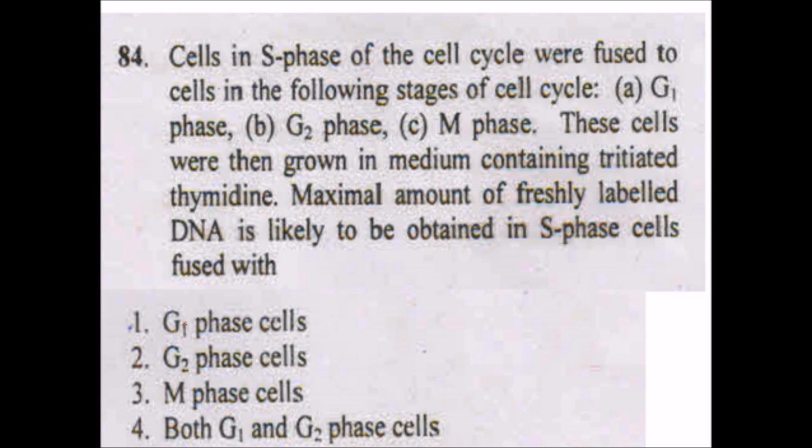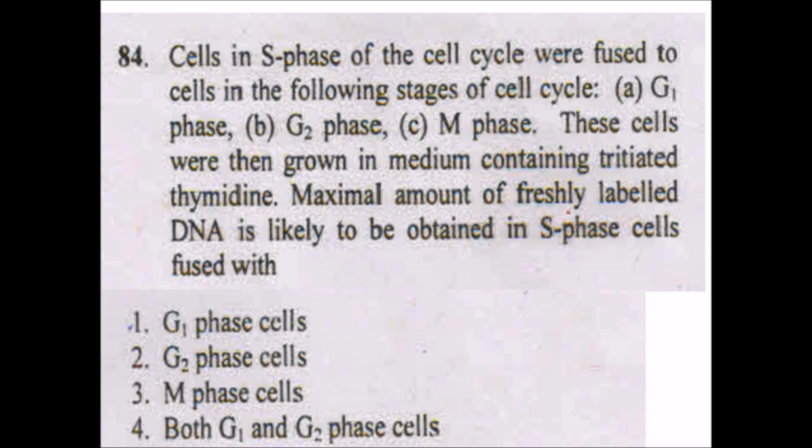Next question is, cells in S phase of the cell cycle were fused to cells in the following stages of the cell cycle: G1 phase, G2 and M phase. These cells were then grown in medium containing titrated thymidine. Maximum amount of freshly labeled DNA is likely to be obtained in S-phase cells fused with.